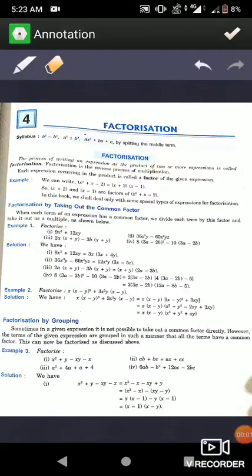Hello students, we are going to start the new chapter, chapter number 4. In the earlier chapter we studied expansion, which is related to this chapter. You also studied the factorization chapter in class 8th and 7th also.